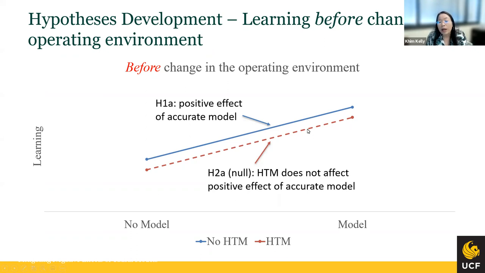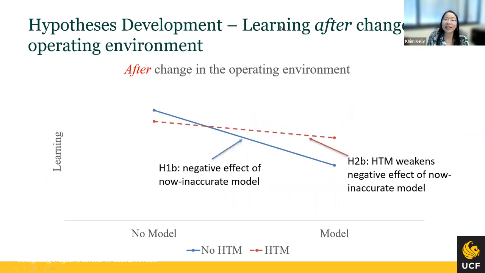Now you may ask me why. Our thinking is that the HTM prompts them to evaluate the data critically, but if the data matches the model, it shouldn't change the efficacy of the model. So that's why we think that the HTM is not going to change the relationship. Well, then what happens in the learning after the exogenous shock? This is the learning after the change in the operating environment. Now, remember, the model is no longer accurate. What we're predicting is that there is now a negative effect of having an inaccurate model.